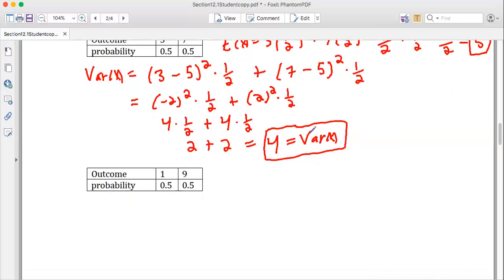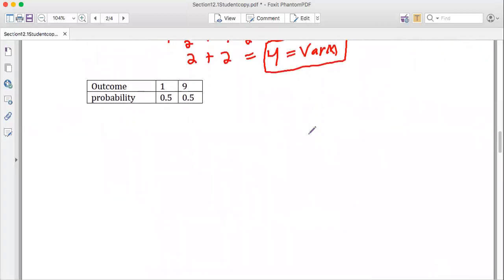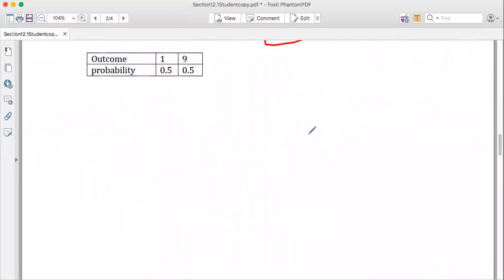We got one more probability table to look at, and then we'll talk about what we're noticing and have a bit of a discussion here. Now I have outcomes 1 and 9, each happening with probability 1/2, let's find the expected value. So I would take outcome 1, multiply by its probability 1/2. I would take outcome 9, multiply by its probability 1/2. And these don't reduce, so I would leave them as fractions.